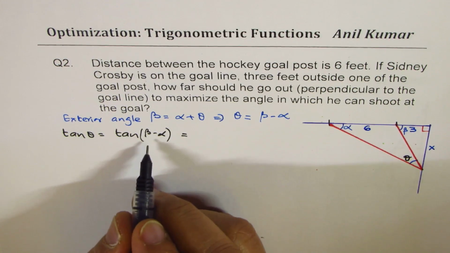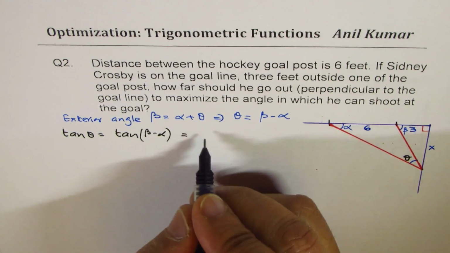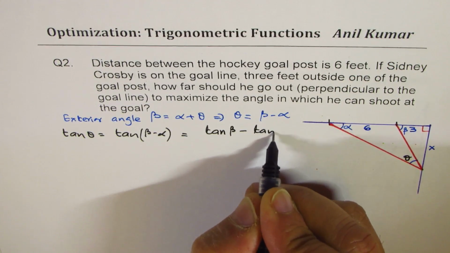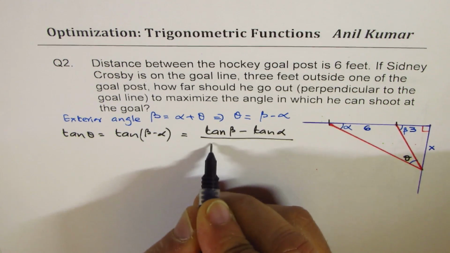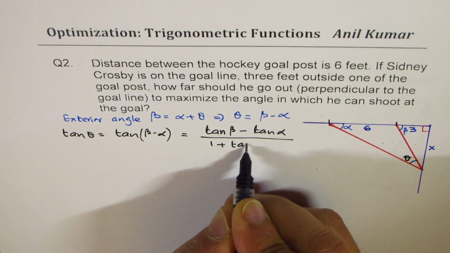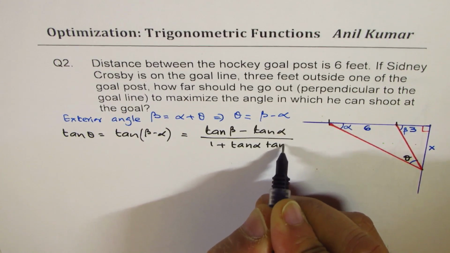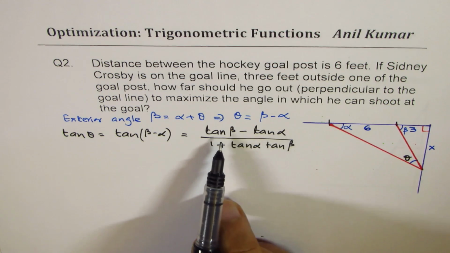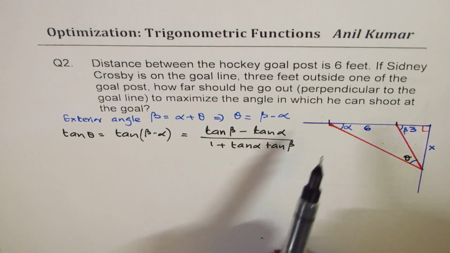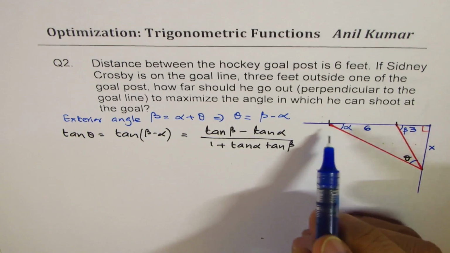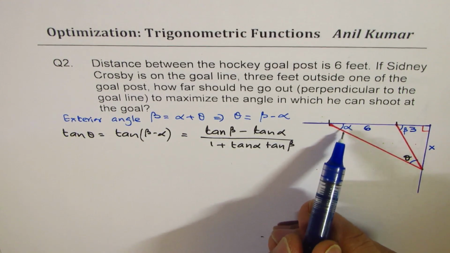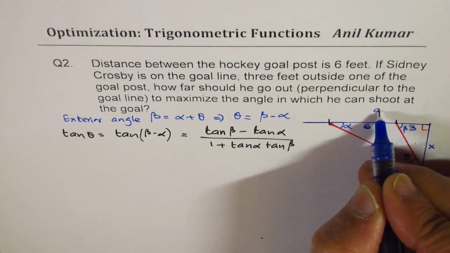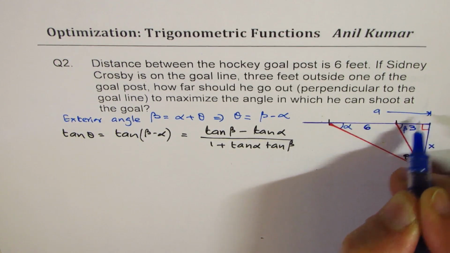And you know the compound angle formula? You could expand this as tan beta minus tan alpha over 1 plus tan alpha tan beta. Perfect? Right? Now what is tan alpha and what is tan beta? Let's look into this diagram once again. Alpha means opposite side over base, which is 6 plus 3. So the total length here is 9, correct?